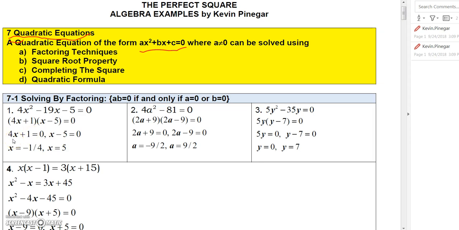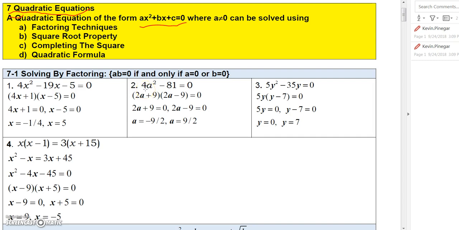On this 4x plus 1 equals 0, all you have to do is subtract 1 from both sides, then divide both sides by 4, and you'll get x equal negative 1/4. And on x minus 5 equals 0, all you have to do is add 5 to both sides, and you'll get x equal 5.